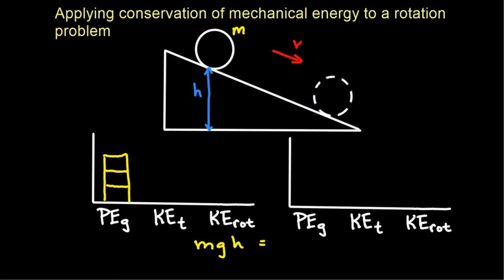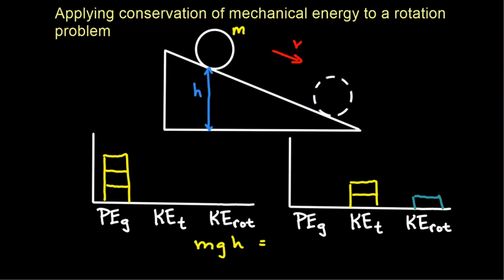And then it starts to roll down. Not only is it moving linearly down, it's also rotating. And so once it gets to the bottom of the ramp, it has no more gravitational potential energy. However, it will have converted some of that to translational kinetic energy, and some of that will also be converted into rotational energy.